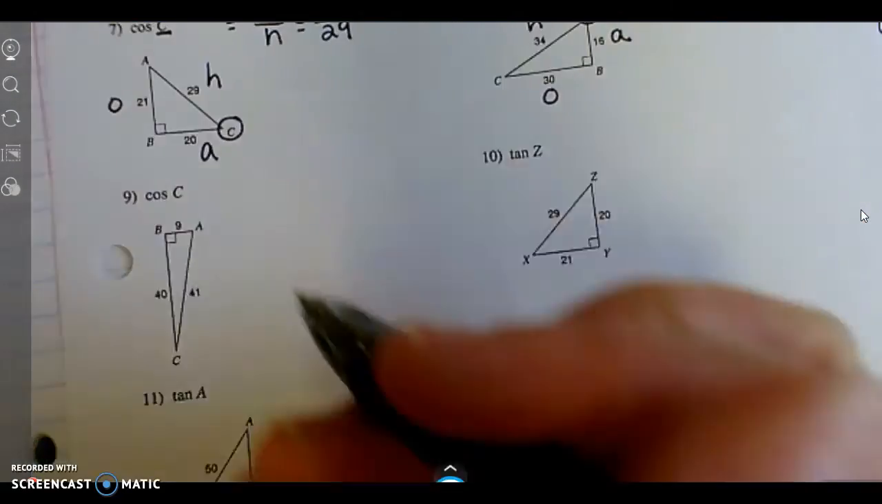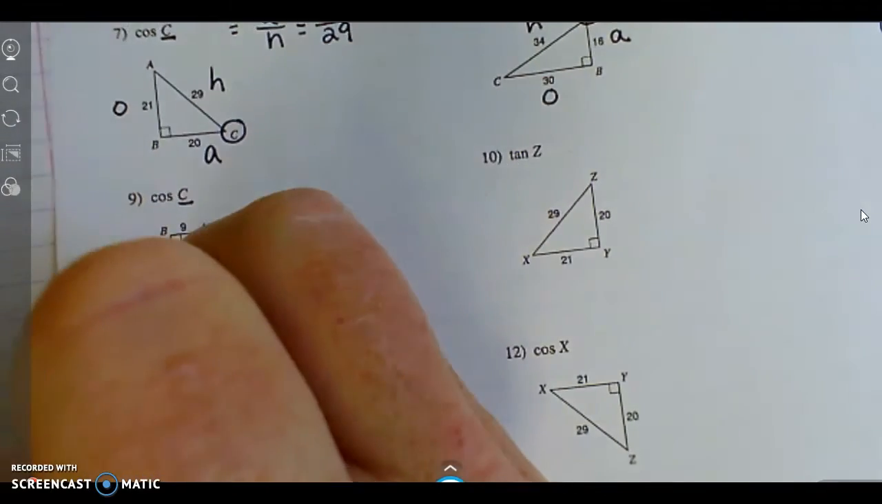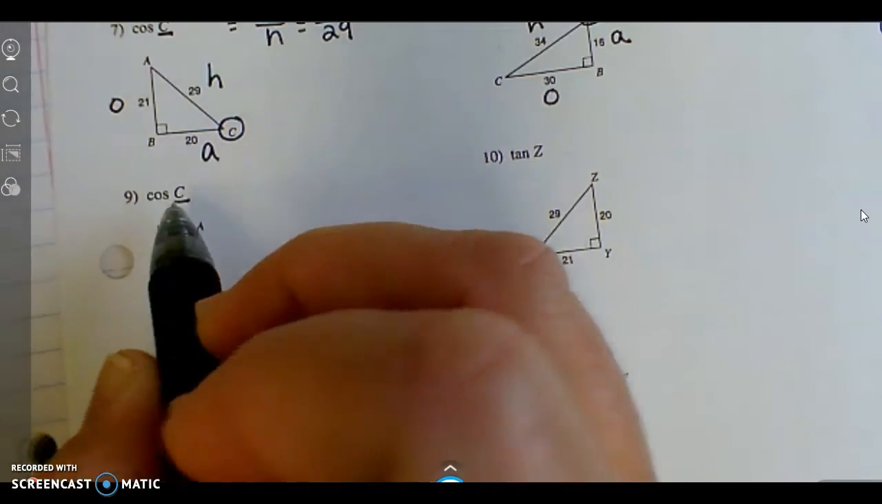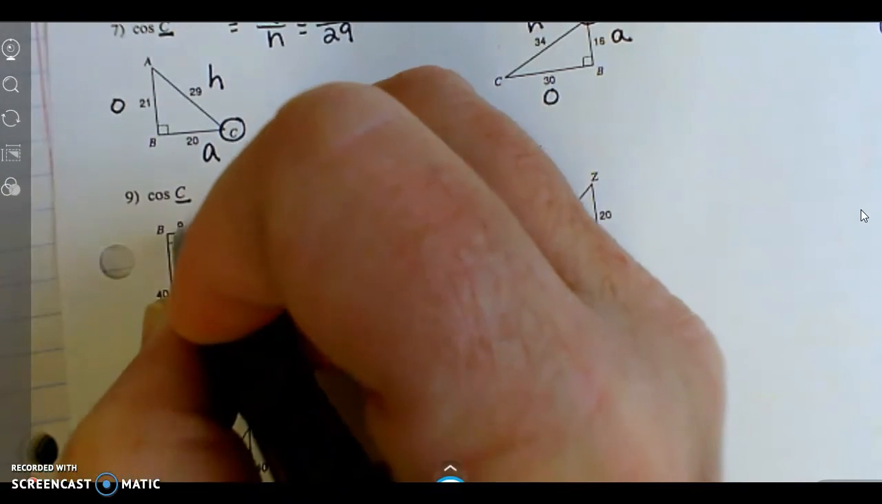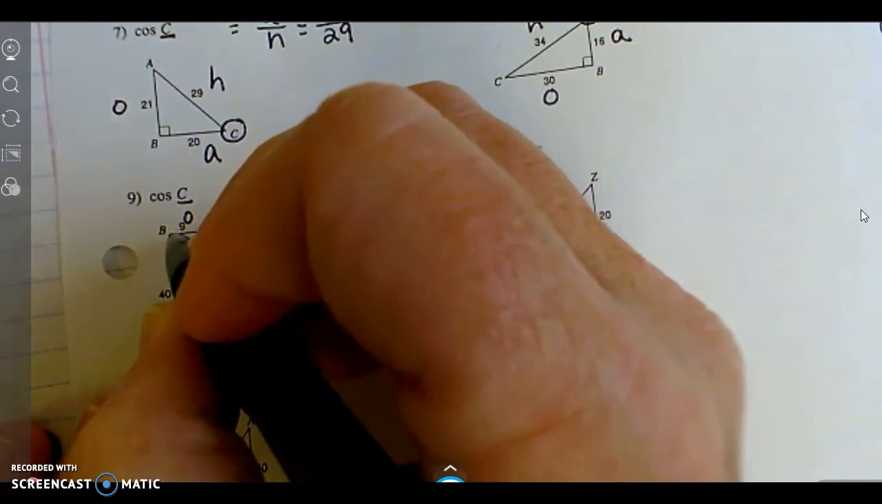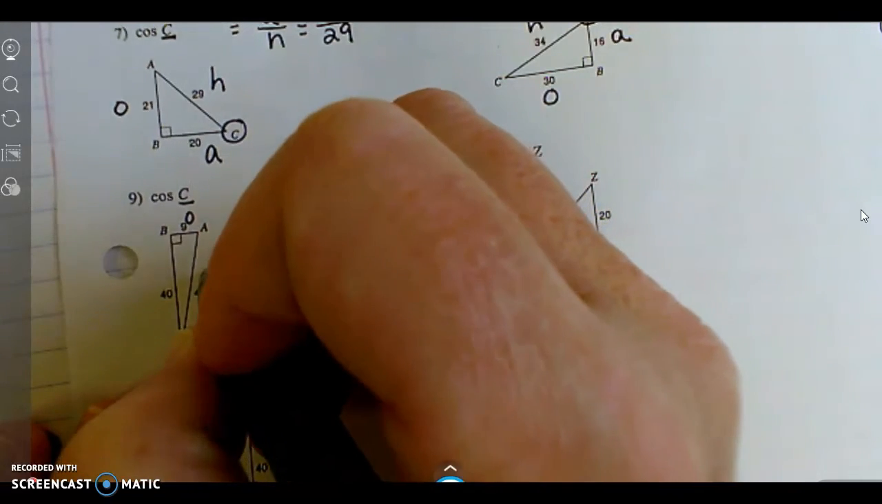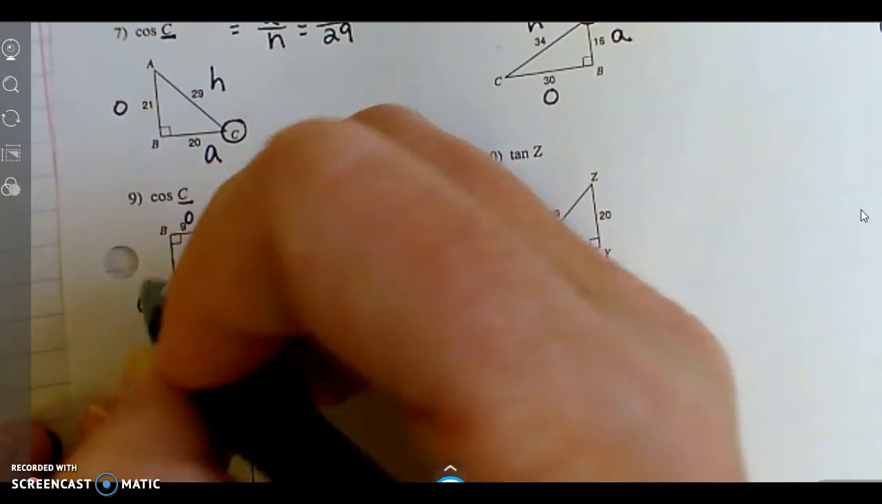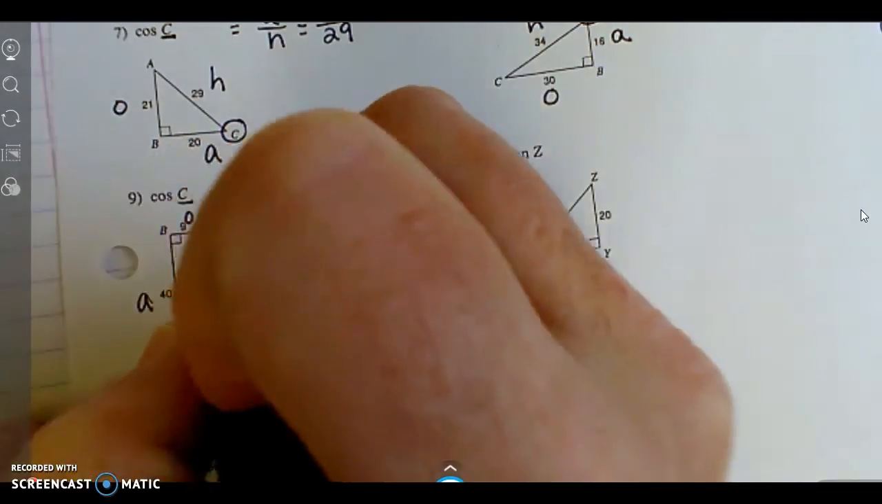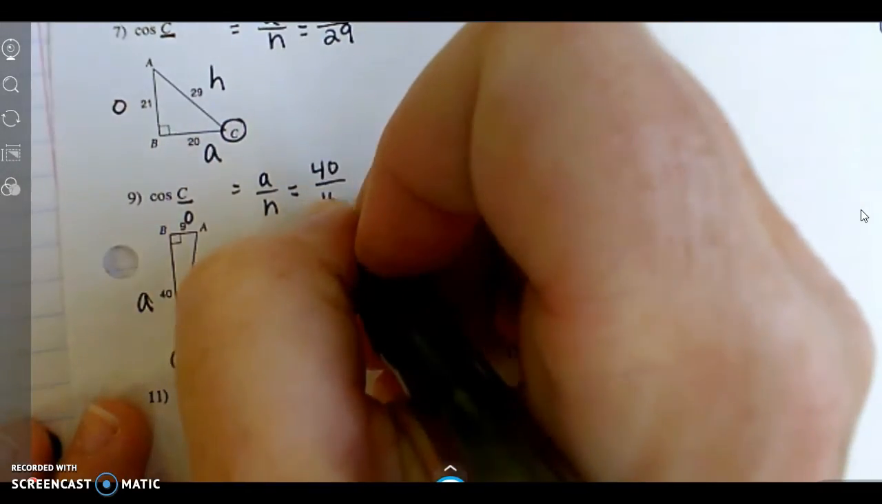Okay, number 9. It says C, so we're starting with C. I don't know why these are all cosine, but that's okay. The next ones will not be. So this says cosine of C, so start with the C. O is the across from there. Across from the 90 is the 41, so that's H, and the other side is A. We're still interested in A over H because it's cosine, so 40 over 41.